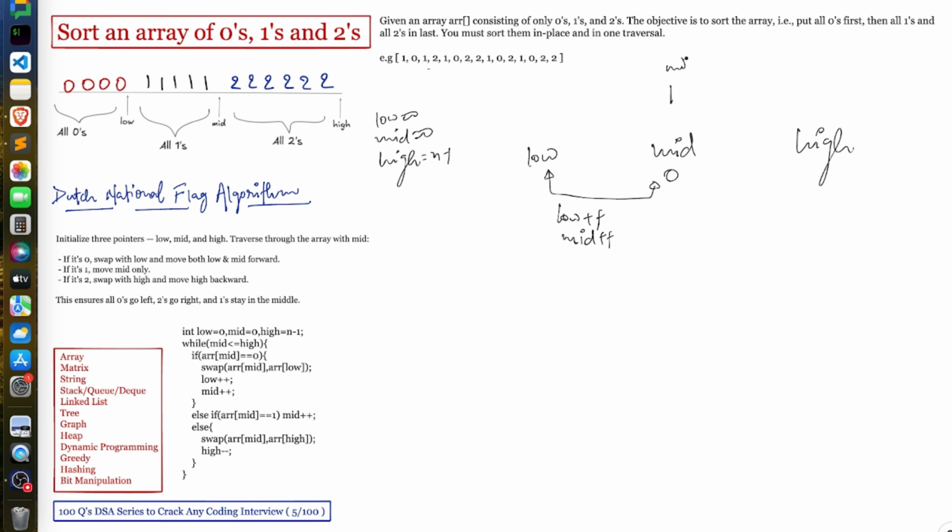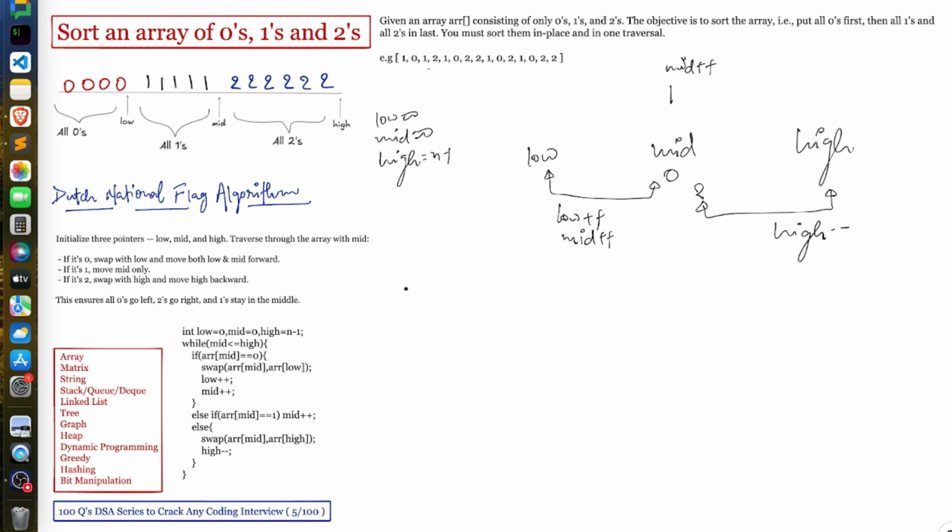Don't do anything. The third case, if the number at index mid is 2, what you do, you swap with the high pointer and move high one step backward. So we know that all the 2s should go at the end, right? That is why I'm swapping 2 with the high one. Swap these two and do high minus minus. Don't do mid plus plus. I'll explain why. But before that, we will try to understand this algorithm in a test case.